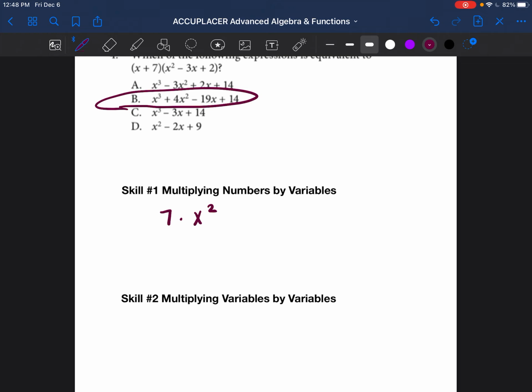Well, there always is an invisible 1 in front of every variable. So in front of every letter, there's always an invisible 1. If there's no number there, there's an invisible 1. So if you have x to the third power, there's an invisible 1. X to the fourth power, there's an invisible 1. Okay, so when you're multiplying, the first thing I would recommend is, if there's no number before the variable, which in this case there wasn't, to put in that invisible 1.